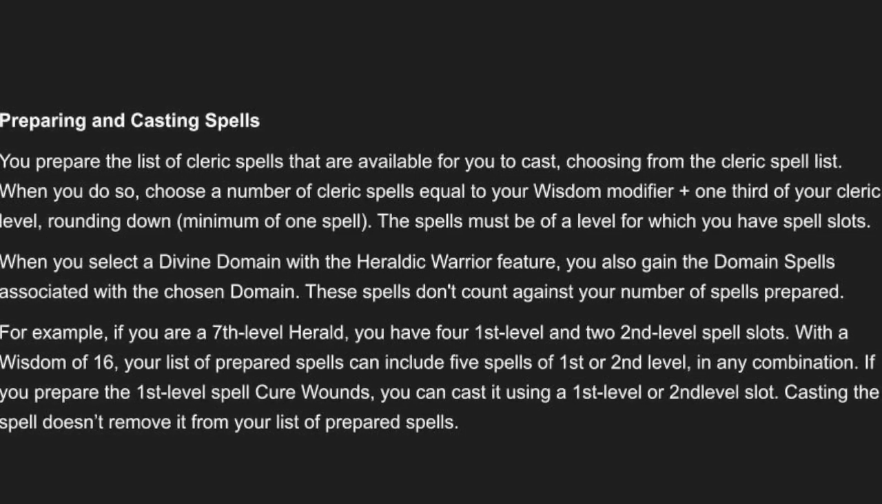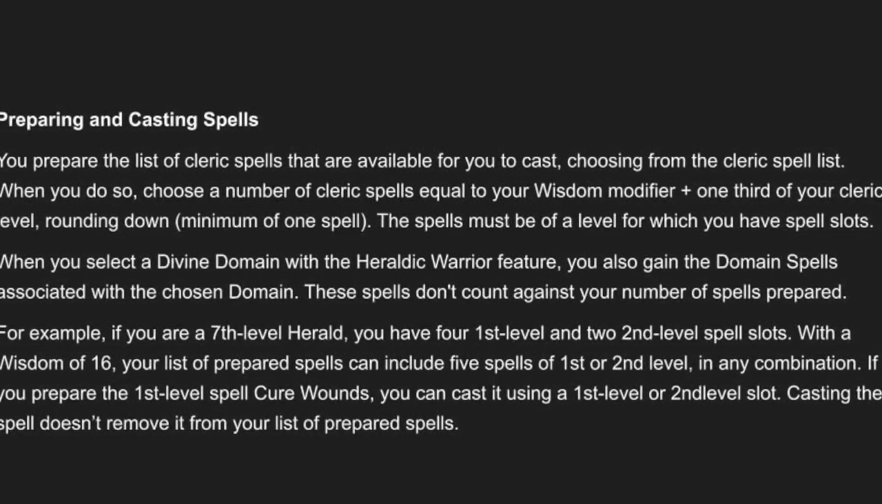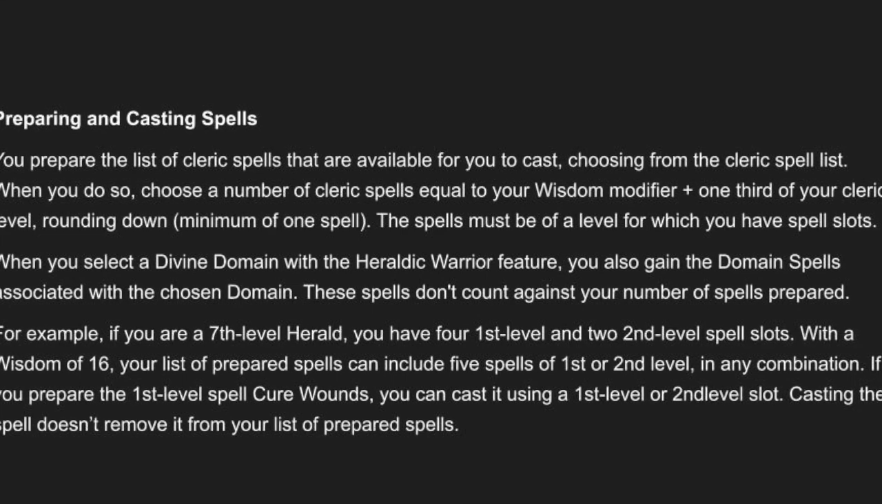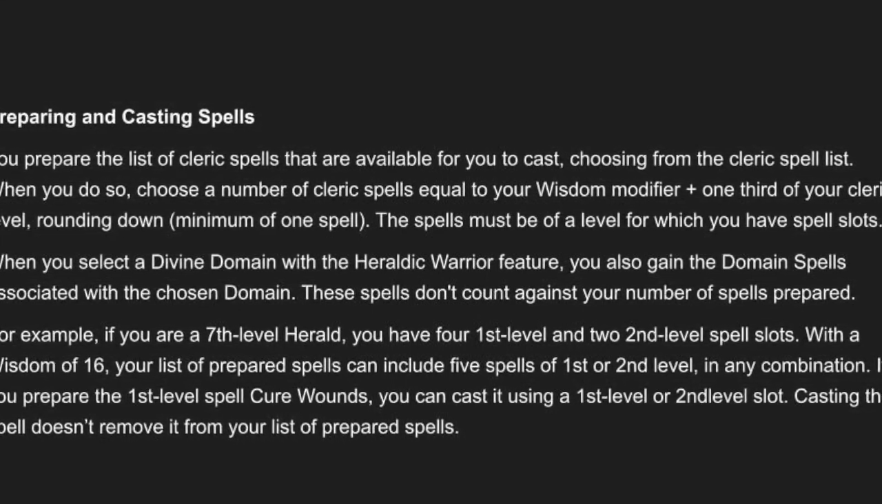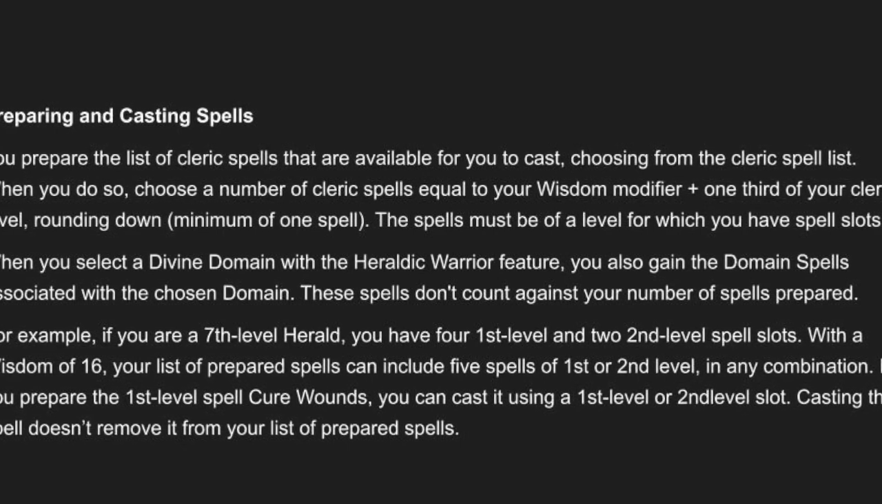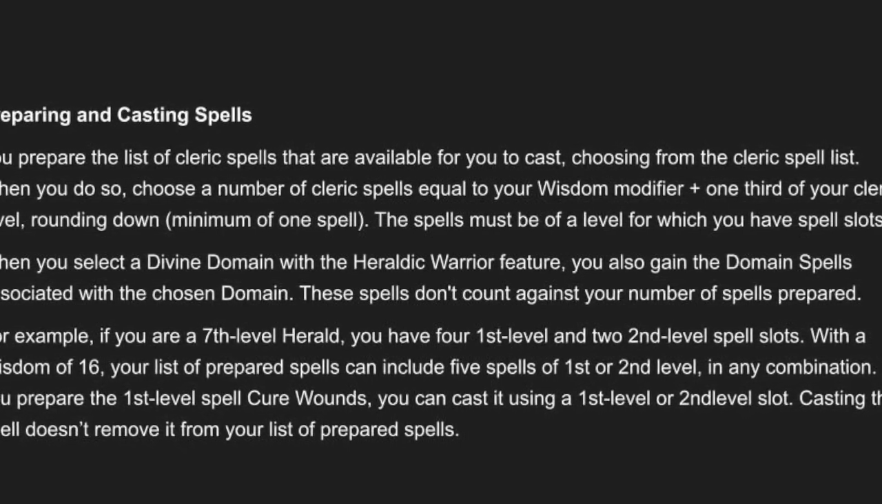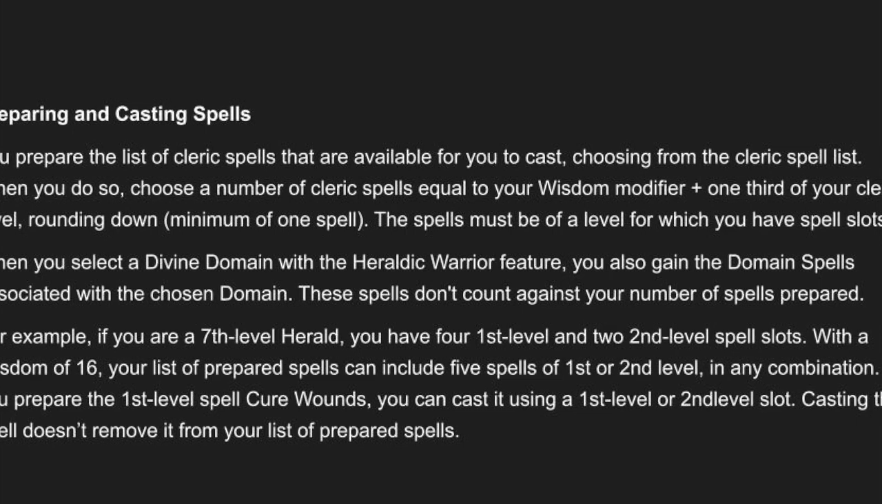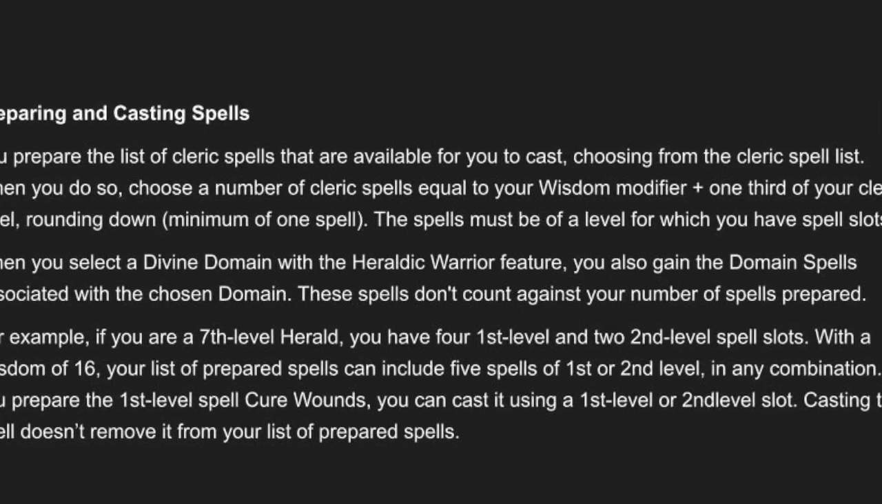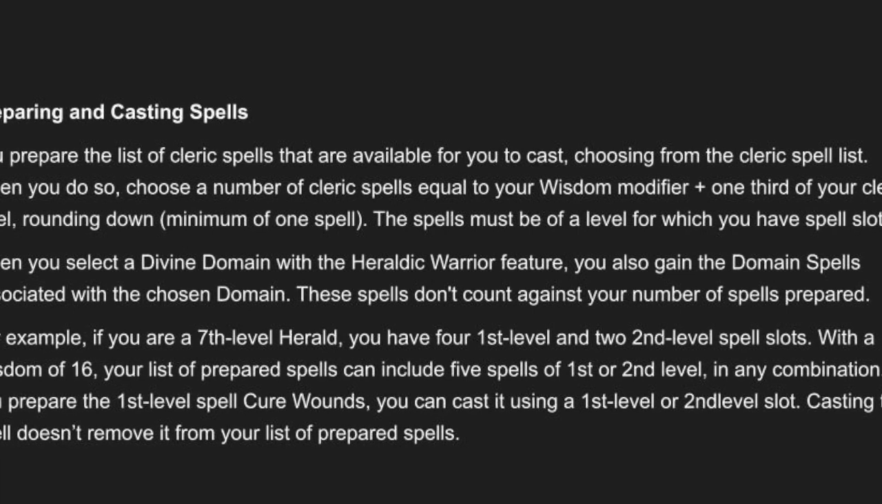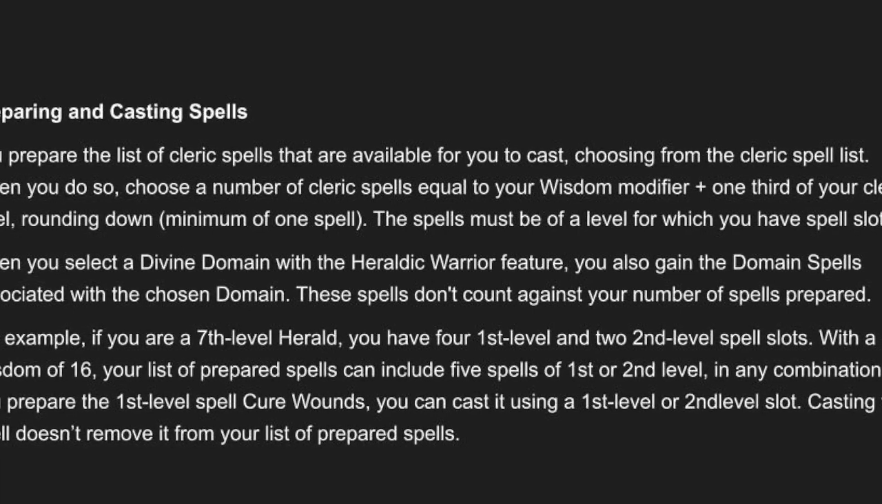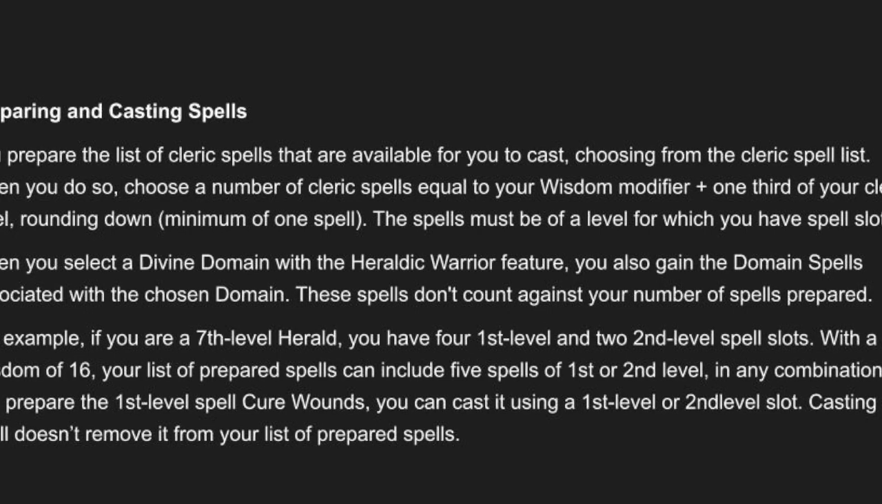For example, if you are a 7th level Herald, you have 4 1st level and 2 2nd level spell slots. With a wisdom of 16, your list of prepared spells can include 5 spells of 1st or 2nd level in any combination. If you prepare the 1st level spell Cure Wounds, you can cast it using the 1st or 2nd level slot. Casting the spell doesn't remove it from your list of prepared spells.